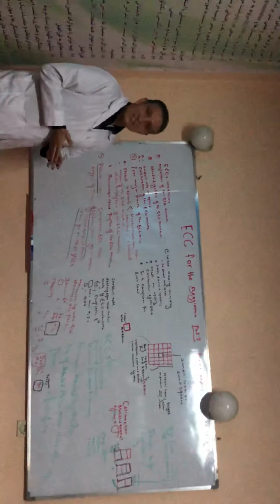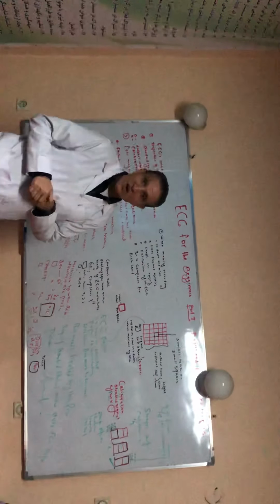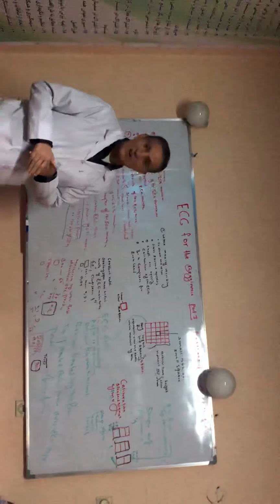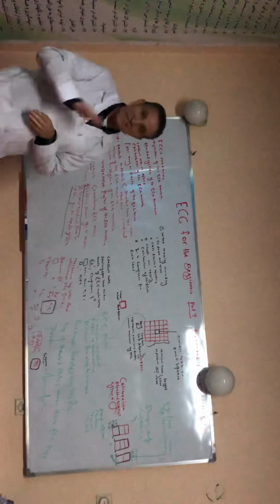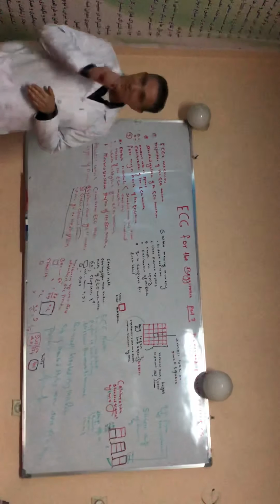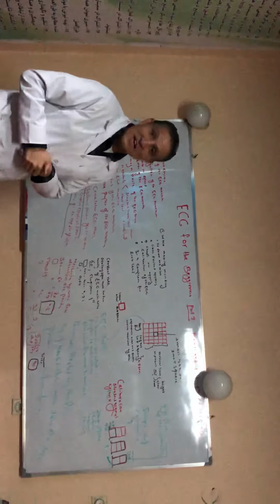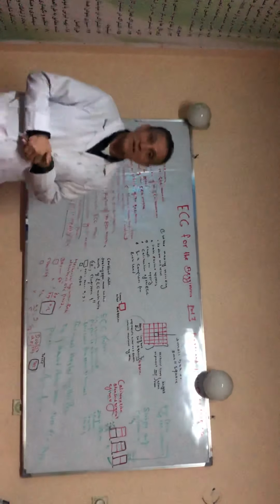So what is the calibration of the ECG machine? Calibration of the ECG machine is a standard signal of 1 millivolt which displaces or moves the stylus or needle of the ECG machine vertically up to 1 centimeter. This 1 centimeter represents 10 millimeters. This 10 millimeters represents 2 large squares, and these 2 large squares represent 1 millivolt.